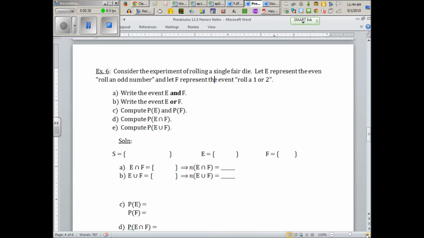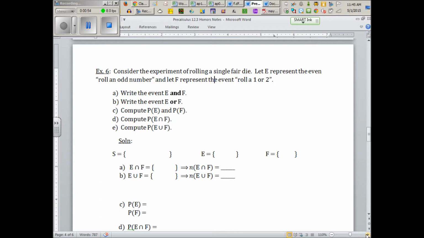So here's the question. What is the probability of rolling a die and getting an odd number, or rolling a die and getting a 1 or 2? Or maybe the question will ask, what's the probability of rolling an odd number or rolling a 1 or 2? It's that kind of question you've seen before. This is where you start multiplying probabilities and that kind of thing.